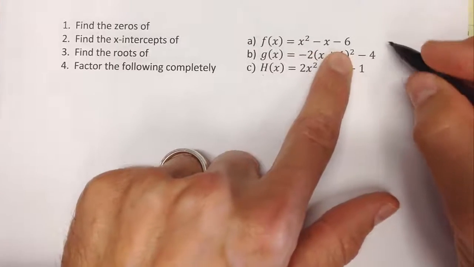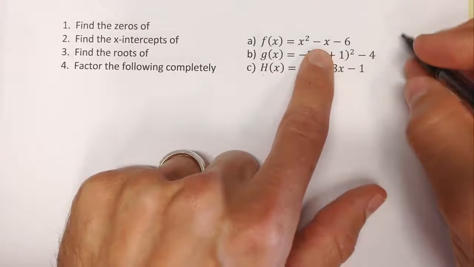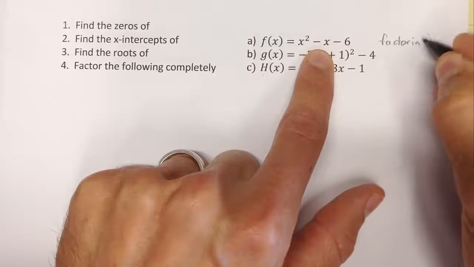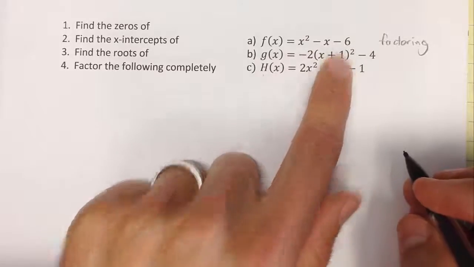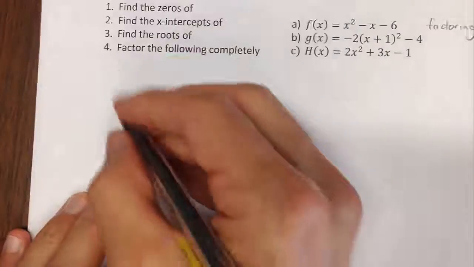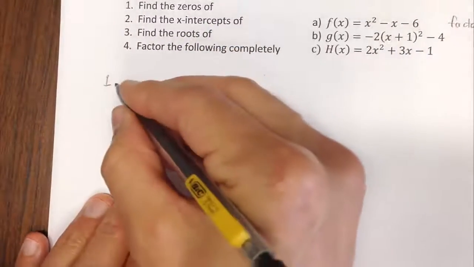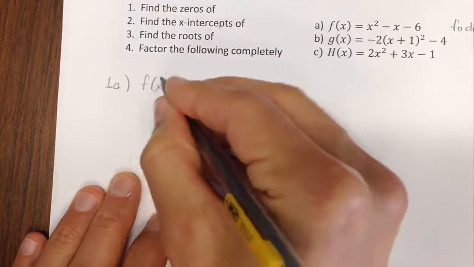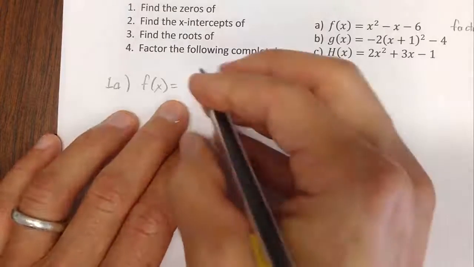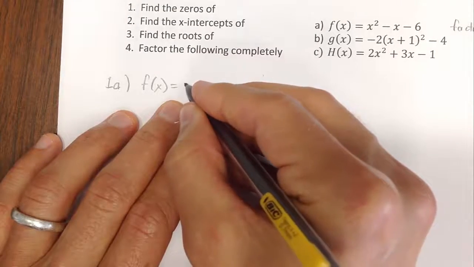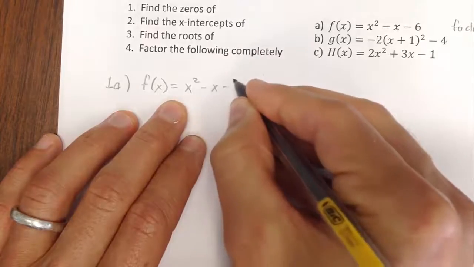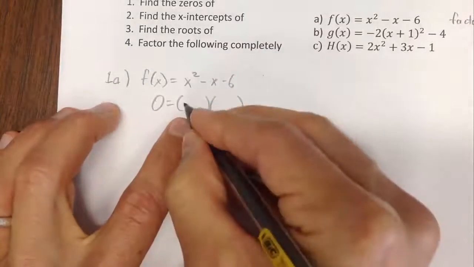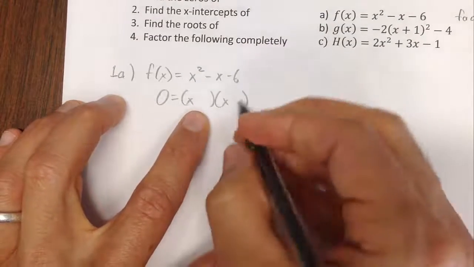If I saw something like this, the approach that I would use is factoring. I'd say, I think I can factor that. So for 1a, I was trying to factor. I'd say f of x equals x squared minus x minus 6. I'd like to set that equal to 0. I'd like to use the zero product property, so can I write that as the product of two things?